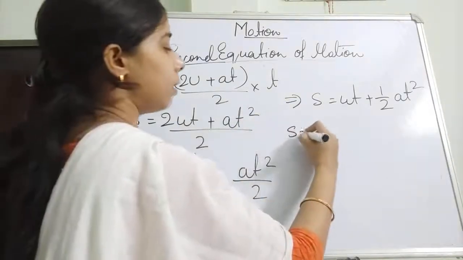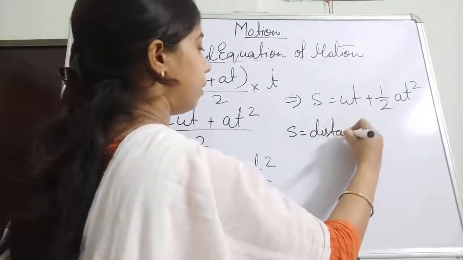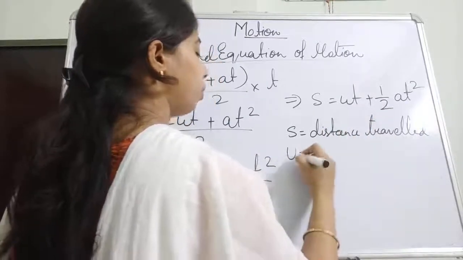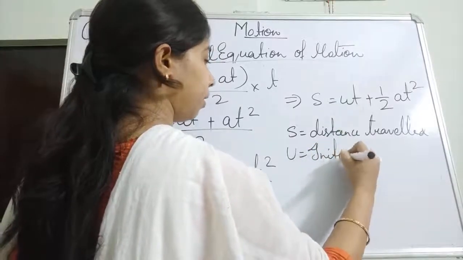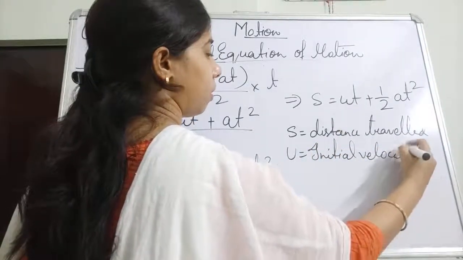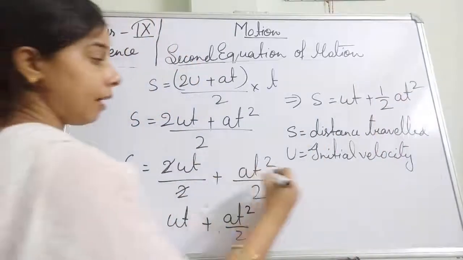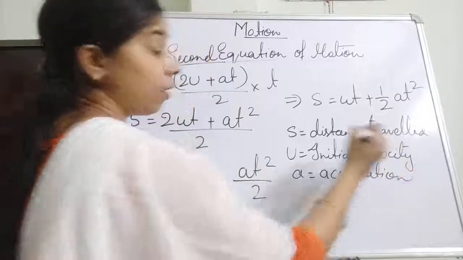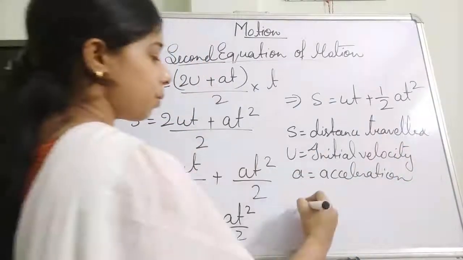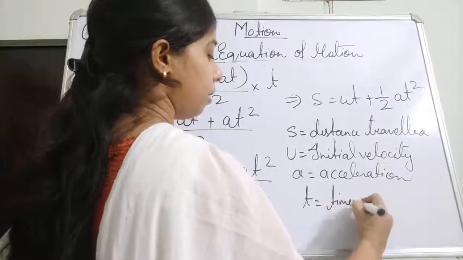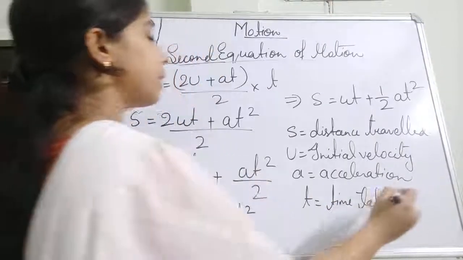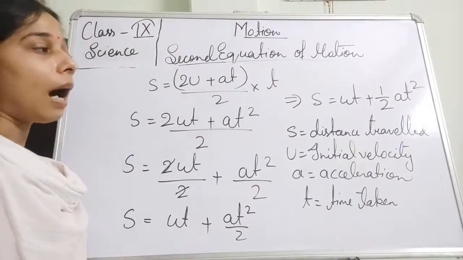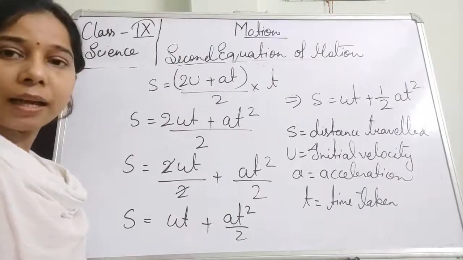Where S is the distance travelled, u is the initial velocity of the body, a is the acceleration, and t is the time. So this basically helps in telling the relationship between the distance and that of the acceleration and time. Okay.